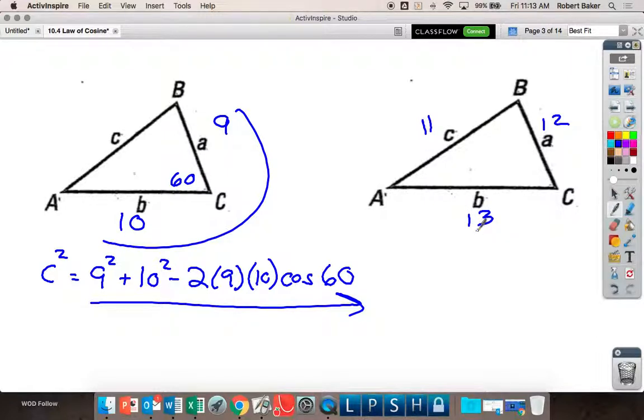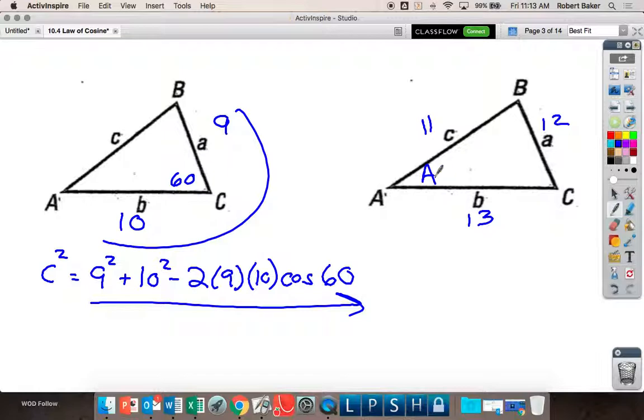Oh yes, that's pre-AP. All of this is pre-AP. The regular kids don't touch this. Okay, now in this scenario, they will probably give you an angle to solve for. They might say, hey, please solve for A. Now they're asking you to solve for A.